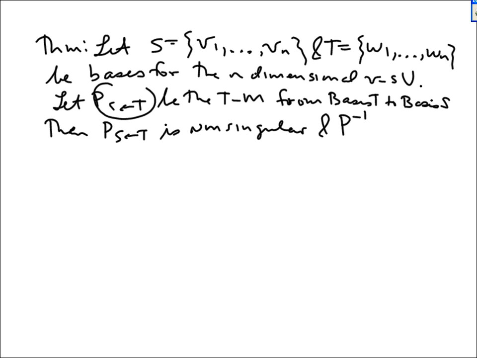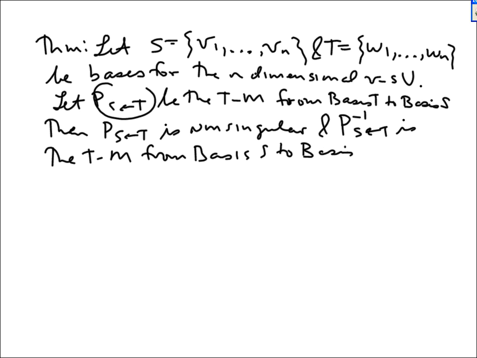And the inverse of this matrix is the transition matrix from basis S to basis T. Just a matrix that goes the other way. You have the coordinates in basis S, and multiplying by this special matrix gives you the coordinates of the vector with respect to basis T.